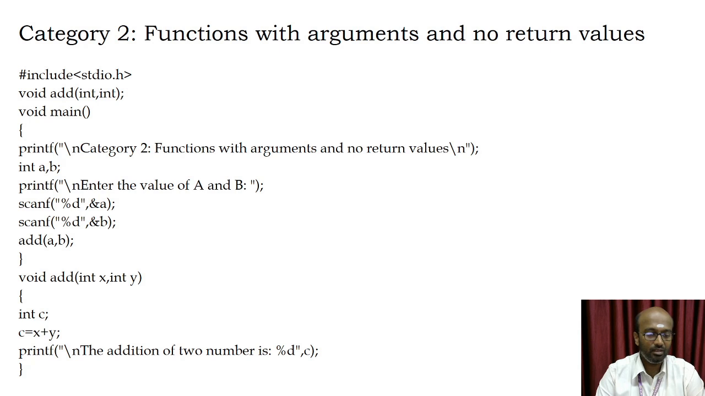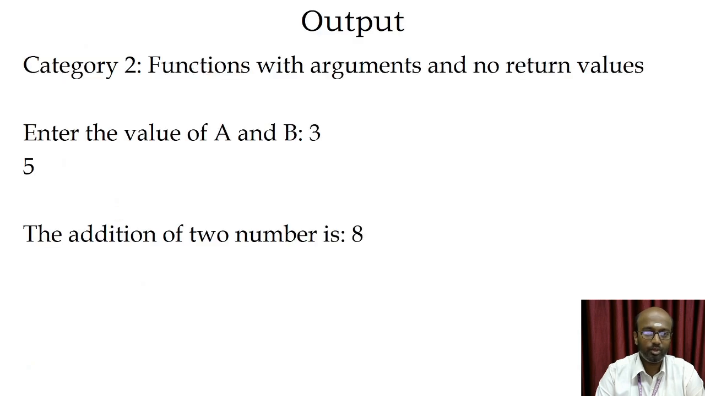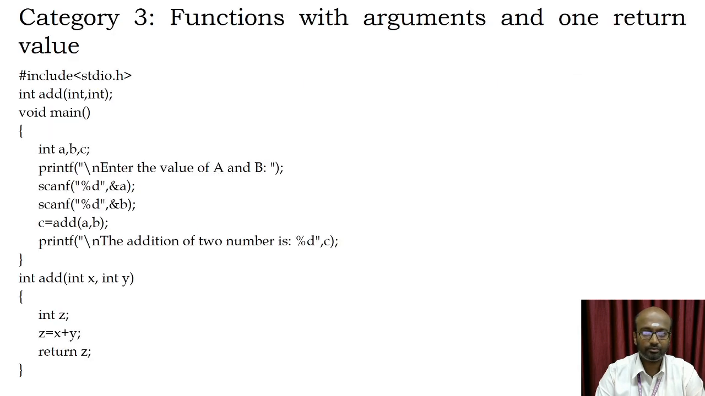In the function definition, we have declared a variable c, and the values are passed to x and y. The values of x and y are added, and the value is assigned to c, and the value of c is printed. And this is the output of the program. Category 2, function with arguments and no return values. Enter the value of a and b. We have given the values 3 and 5 for a and b, and these values are passed to x and y, and the addition of two numbers is 8. It is the result being printed.